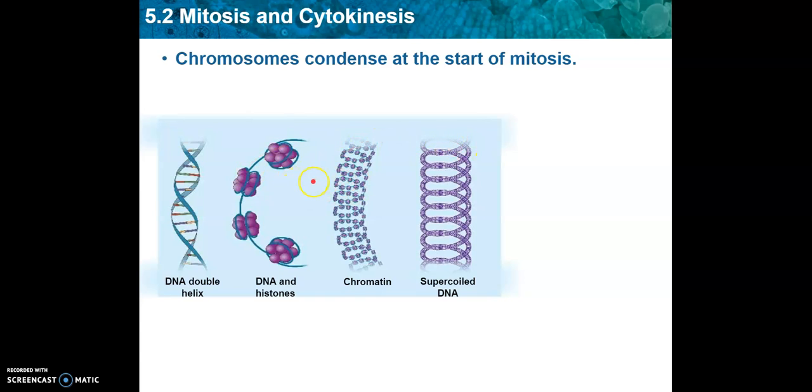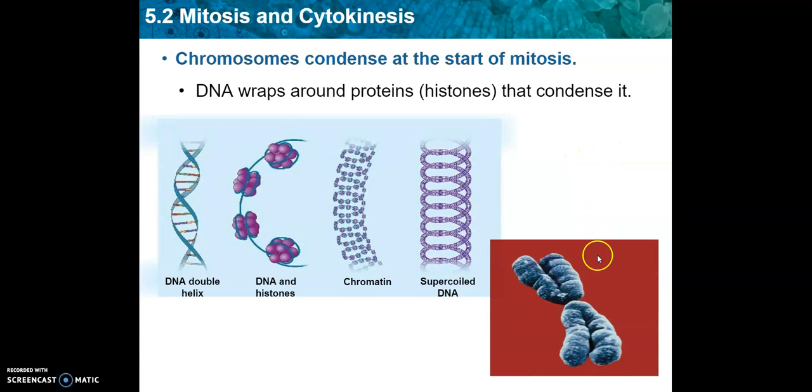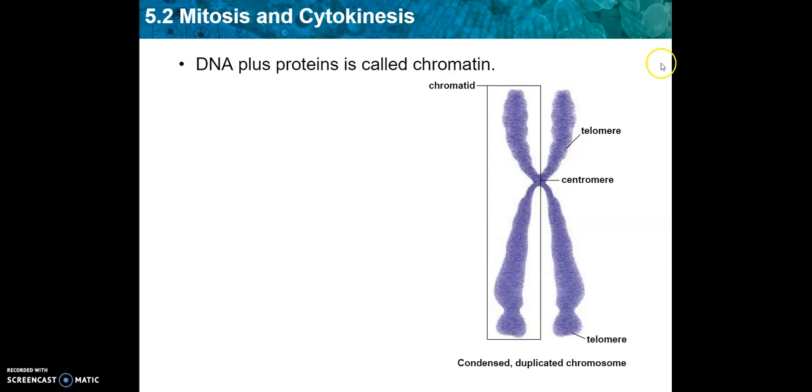Once it starts coiling up on itself, much like an old-fashioned phone cord, I don't know if you guys remember seeing those, but they're very, very coily. They keep curling and spiraling until it gets so tight it starts coiling up on itself, and it becomes this super coiled DNA. And once it's so coiled up, it forms this chromosome structure we see here. So this DNA will wrap around the histones, which condense it and cause it to take up a much smaller amount of area. So DNA plus proteins is simply called chromatin. We'll talk about chromatin when we start looking at images of cells that are dividing.